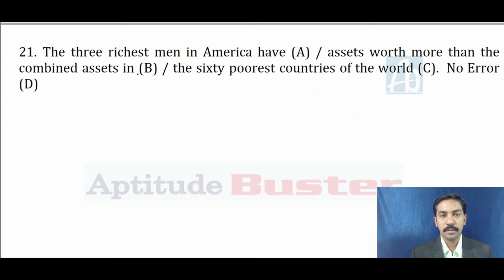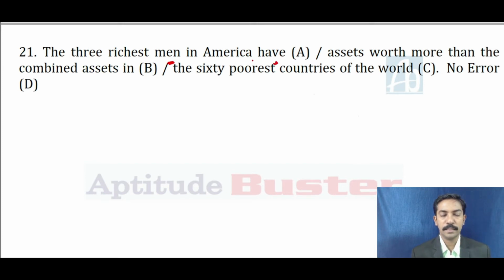Let's start with error type 1. The rule is when the subject is singular, verb should be singular. When the subject is plural, verb should be plural. Try to apply that rule. The three richest men in America have. So, men, plural noun, have plural form.